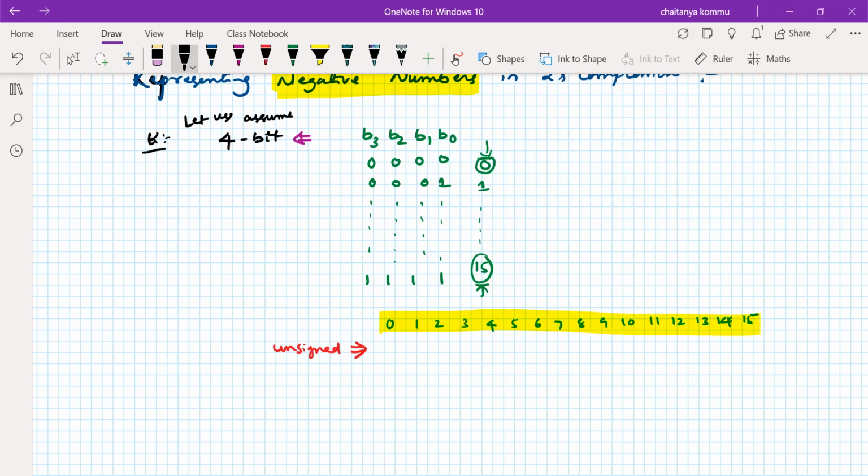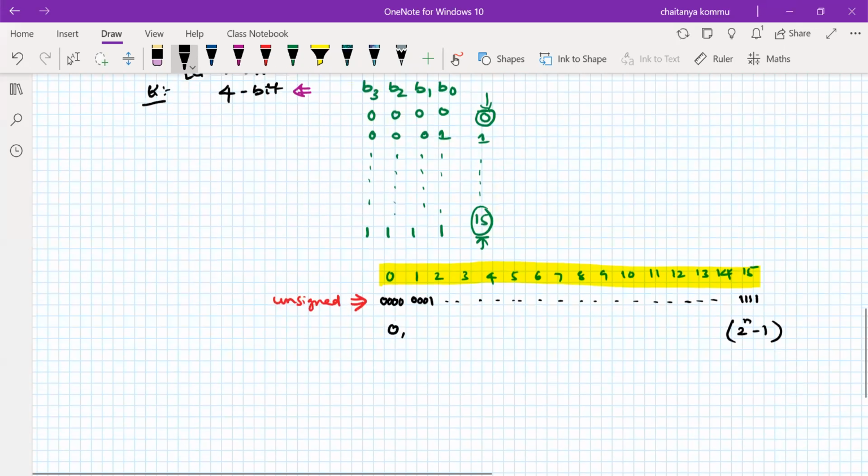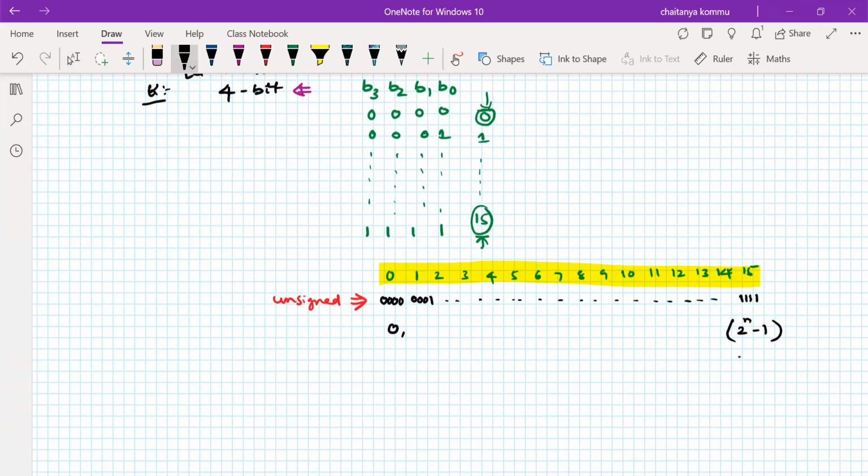So what is its binary equivalent? 0, 0, 0, 0. As I mentioned, 0, 0, 0, 1, and so on up to 1, 1, 1, 1. Agreed? Fine. So what is the range we want to mention? The range is 0 to 2 power n minus 1, where n stands for the number of bits. Here 2 power 4 minus 1. What is the value? 16 minus 1, that is 15. 15 is the maximum value that I'm able to represent.